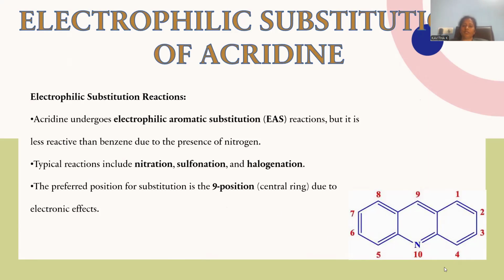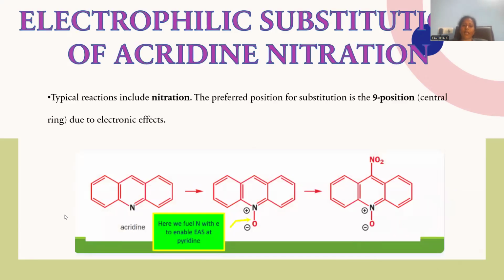The preferred position for electrophilic substitution will be position 9 of this aromatic heterocyclic ring system. Whenever nitration is operated upon this acridine ring, it first has to go for N-oxidation. N-oxidation protects the nitrogen, so that whatever you want to operate, such as the nitration process, can proceed. Nitration will be accomplished at position number 9.